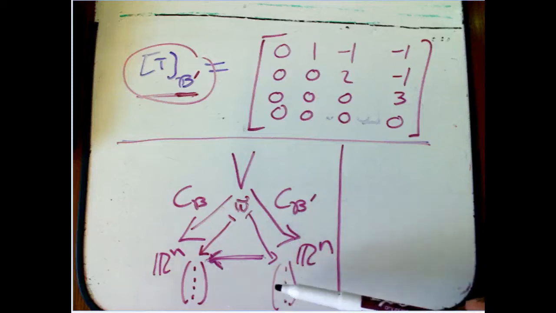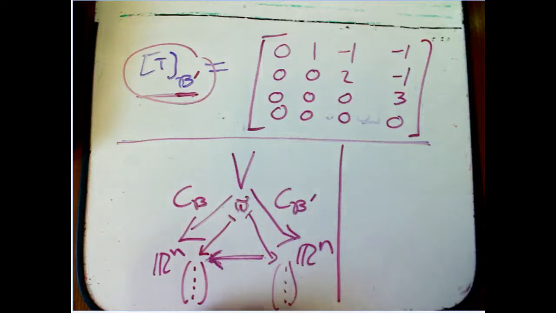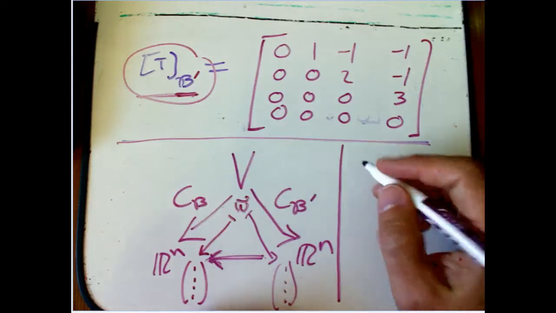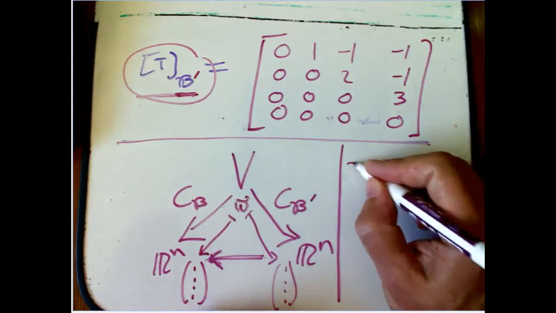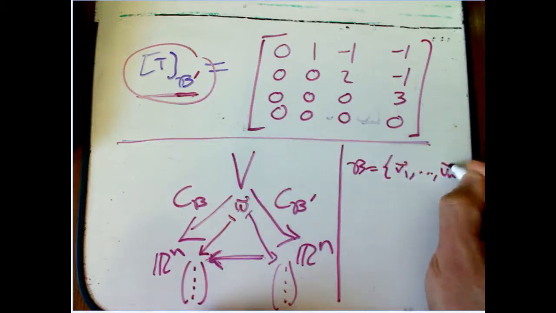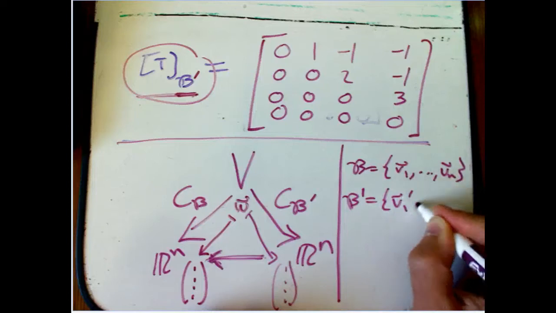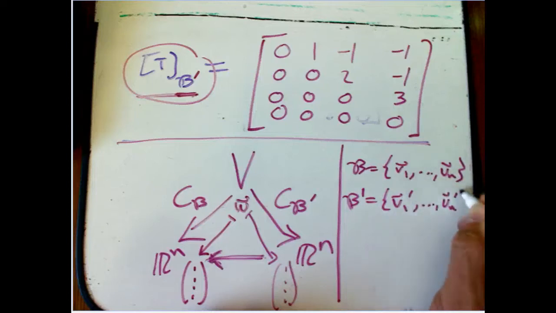But we should probably start out by taking a specific vector, one of the basis vectors. Just because it's going to work out with this notation, let's say B is these vectors v1 through vn, and B prime is v1 prime through vn prime. Maybe totally unrelated, even though I'm using v for both, just two different bases.